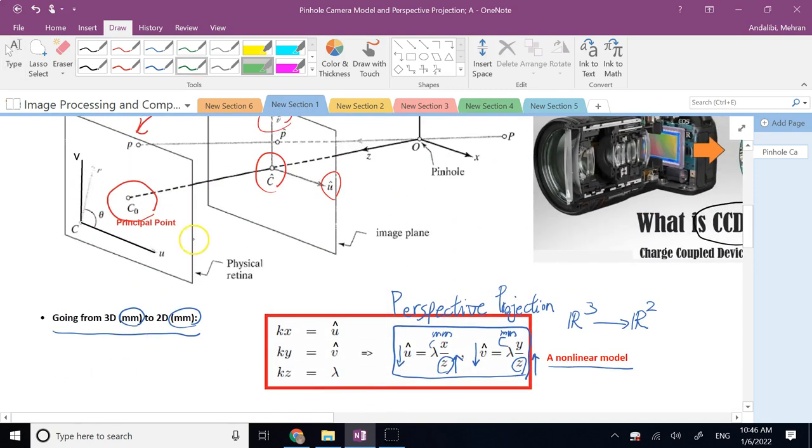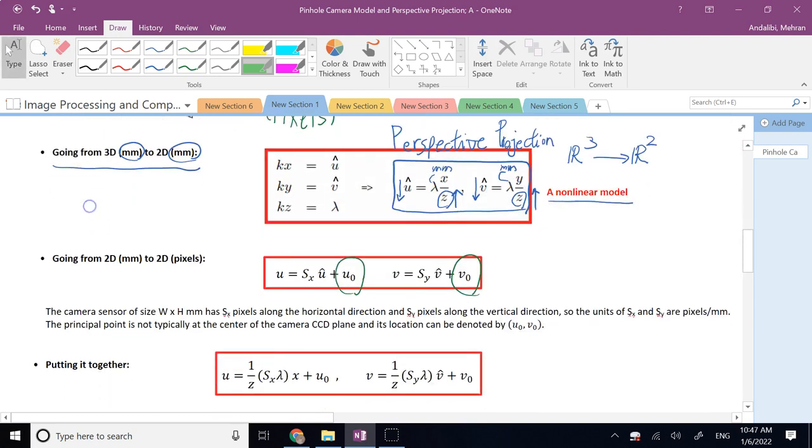The other reason we consider the physical retina as different from the image plane is that in the image plane, everything has units of length, while in the physical retina, everything has units of pixels. Remember, any image that you get has so many pixels by so many pixels. Digital images don't have so many millimeters by so many millimeters. So now you have to go from units of length to pixels. How do you do that?